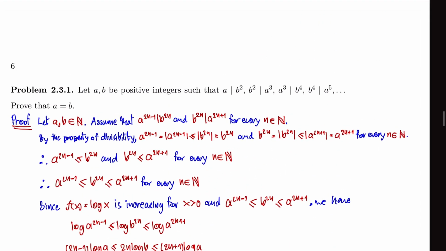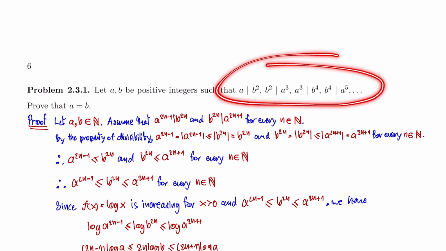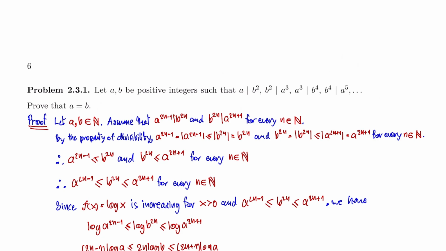So if you have this property, we have shown that a equals b. And that's it for this video.